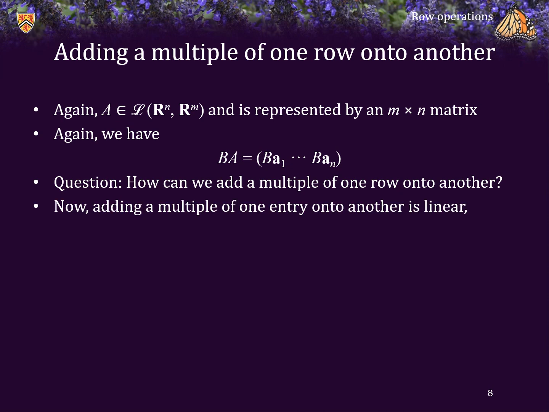Now, adding a multiple of one entry of a vector onto another is a linear operation. Why is that?